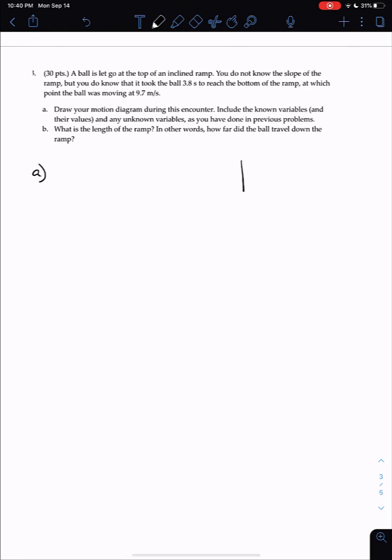So if I do just a general sketch of what's going on, I have some sort of ramp with a ball on it that's going to be rolling down. And again, I don't know what that angle happens to be. But I do know how these balls behave as they go down ramps. So it's going to start at rest. I'll mark that as 0. And then it's going to move downwards along that angle.